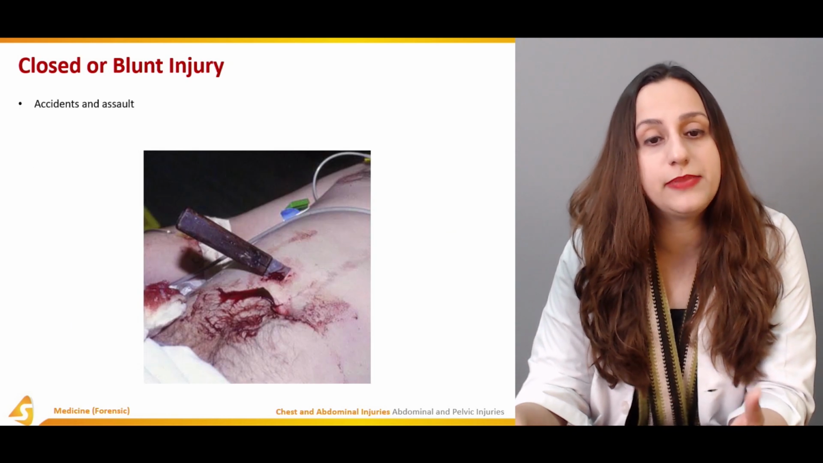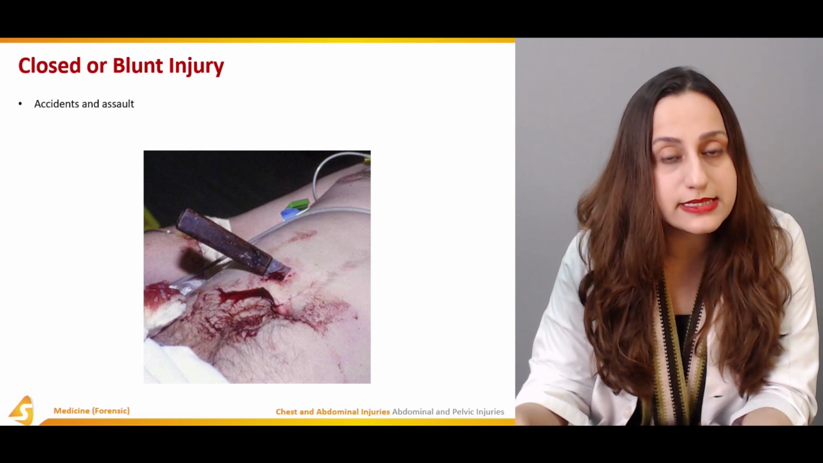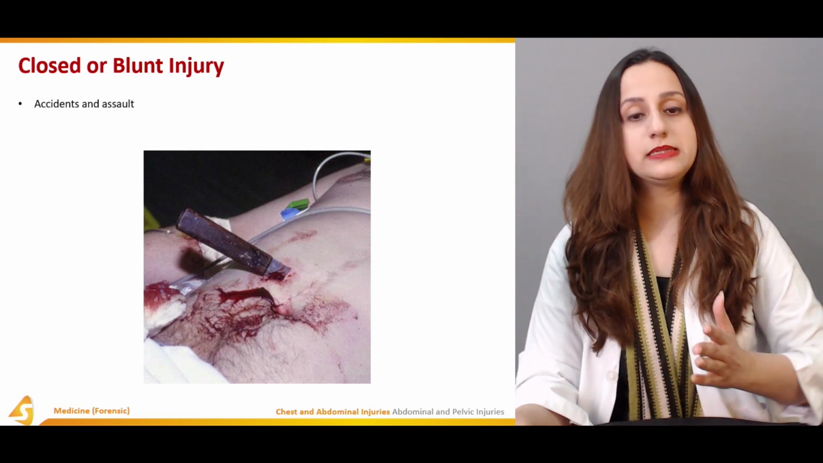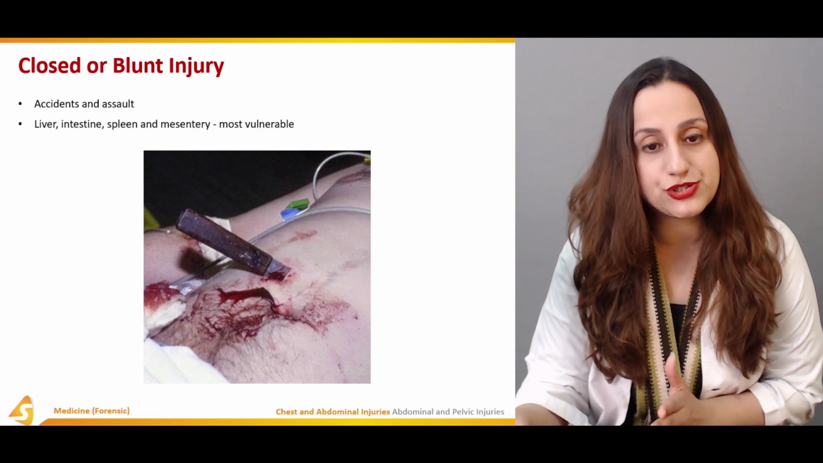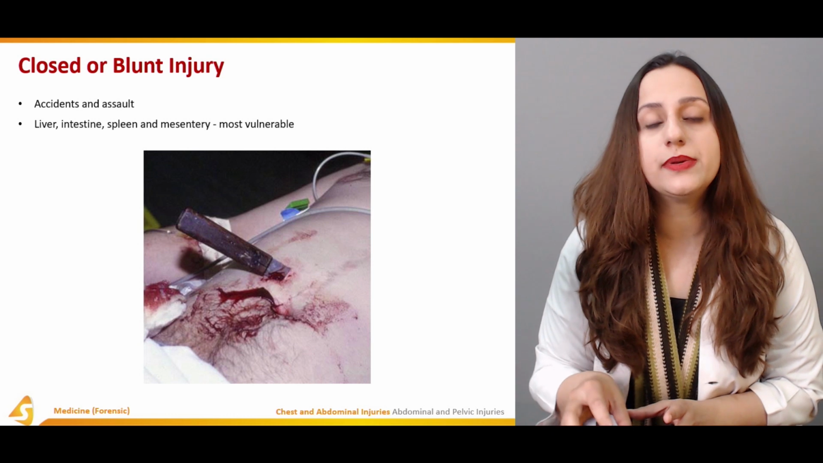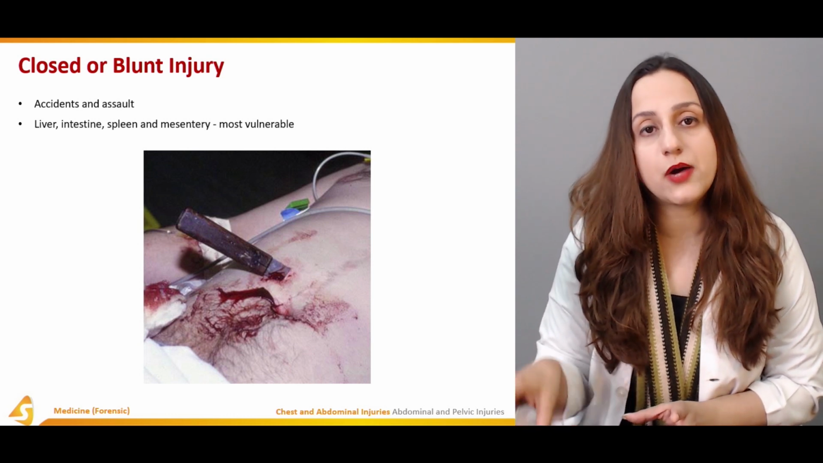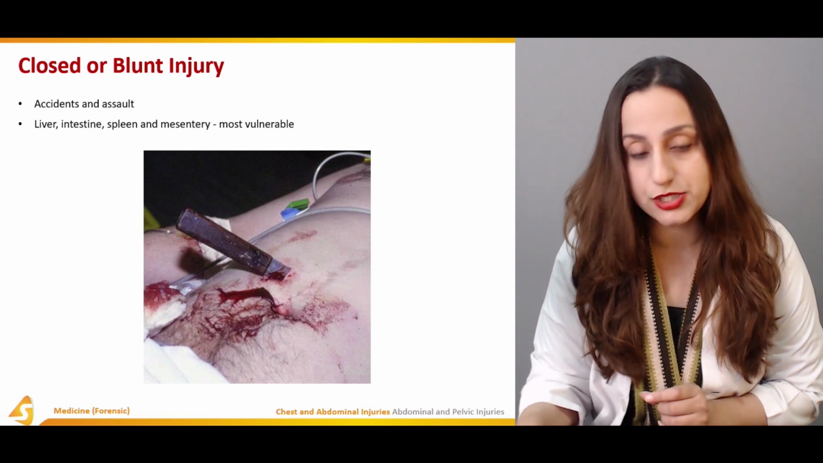Now the closed and the blunt injury are again the accidents and assaults. They are basically dealing with these closed or the blunt injuries. The liver, intestine, spleen, mesentery, these are the most vulnerable viscera that are present in the abdomen that can be encountered whenever there is a closed or a blunt injury.